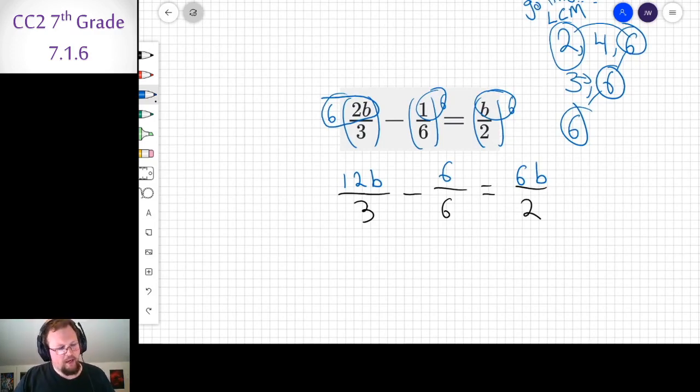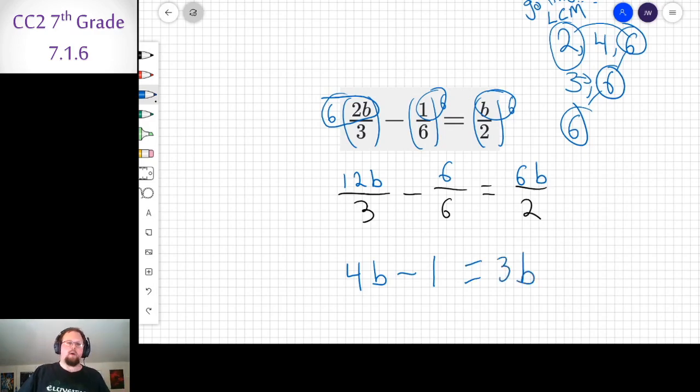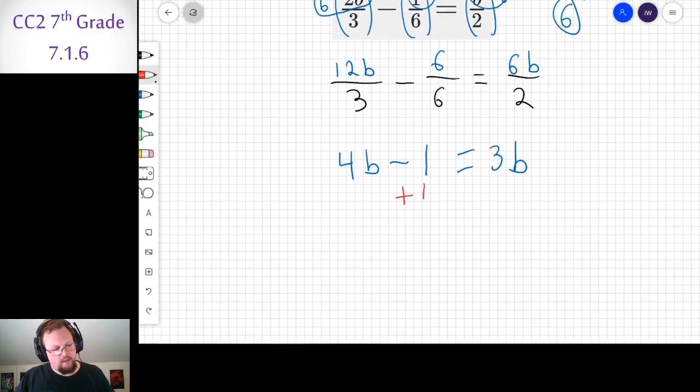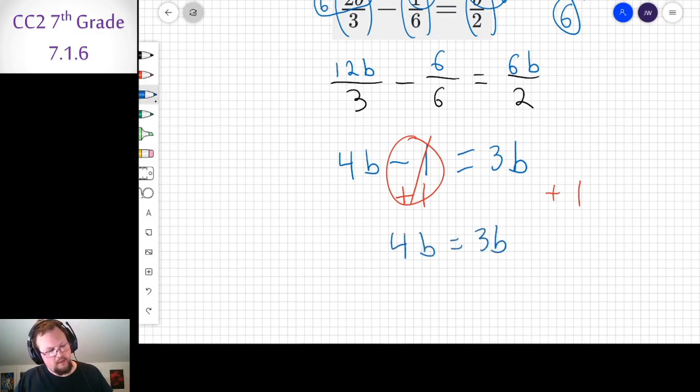And now I start simplifying. 12 divided by 3 is 4b. Minus 6 divided by 6 is 1. 6b divided by 2 is 3b's. And then you figure, oh, I want to put my b's on the left side because that is the side that has more b's. So we're going to add 1 to the right so that we don't have to deal with it over here. I now have 4b is equal to 3b plus 1. Then I'm going to subtract the 3b away to get b is equal to 1.